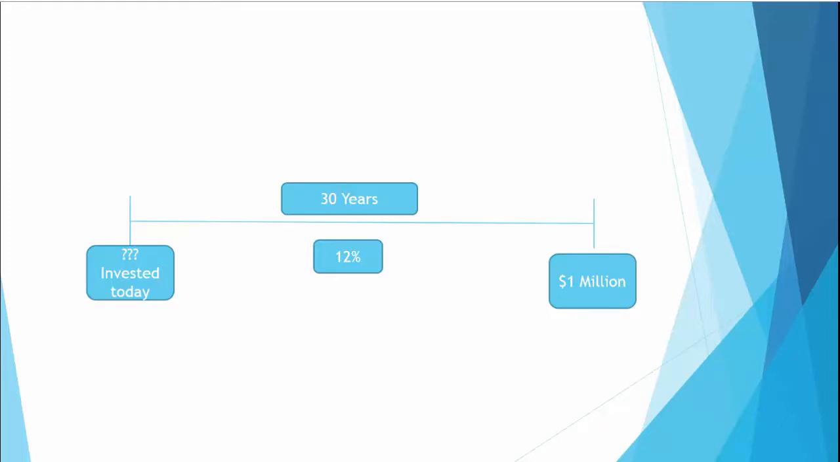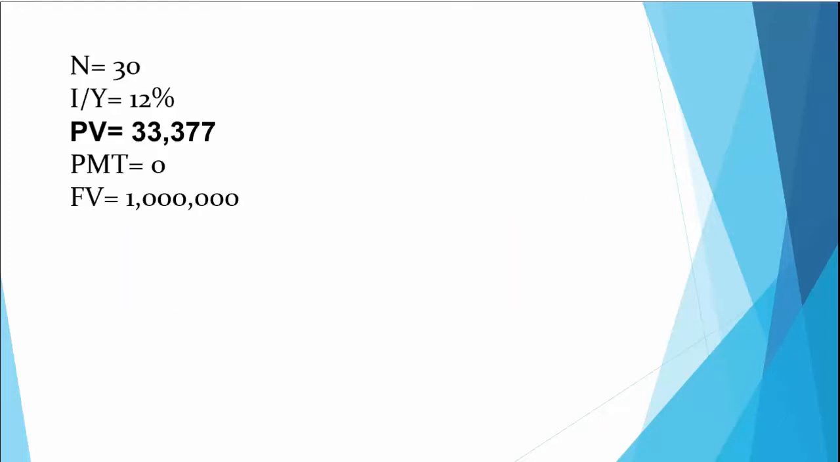What did you get for present value? Hopefully you got 333,377. Here we can see the value of compounding. $333,377 will grow to $1 million over 30 years. Now let's look at another example.